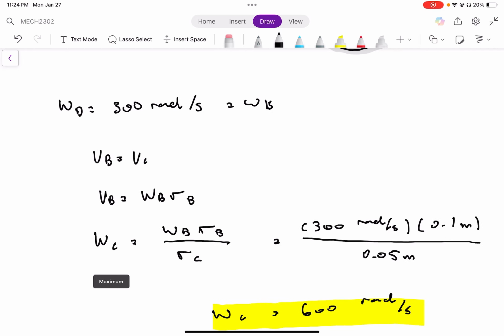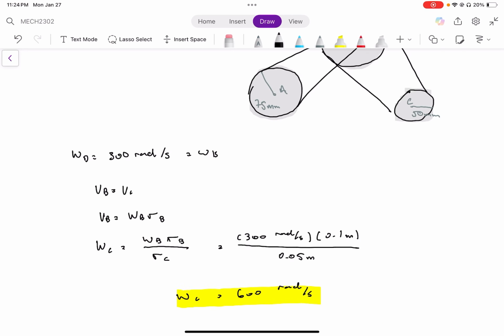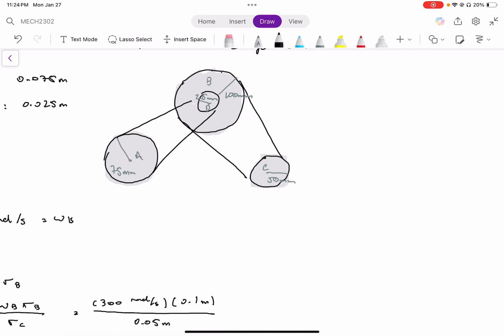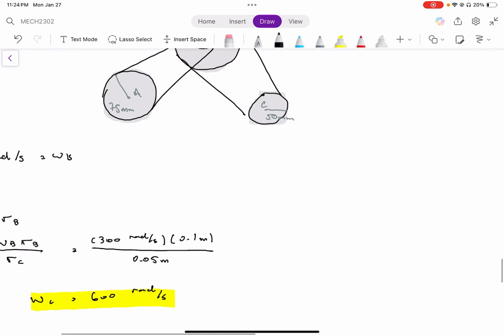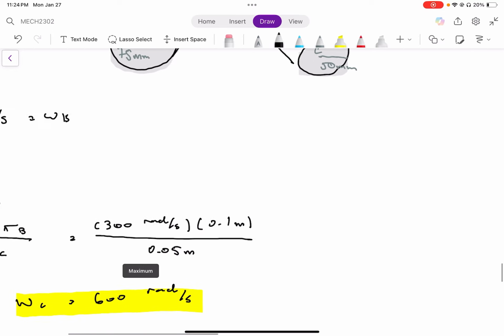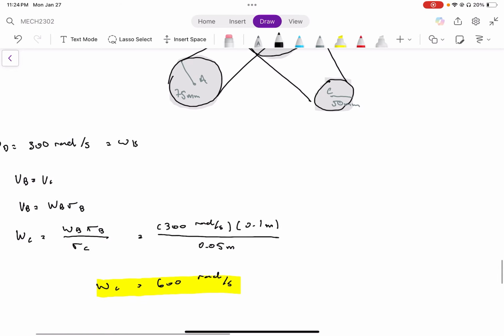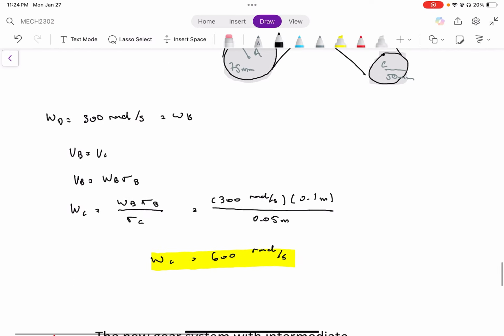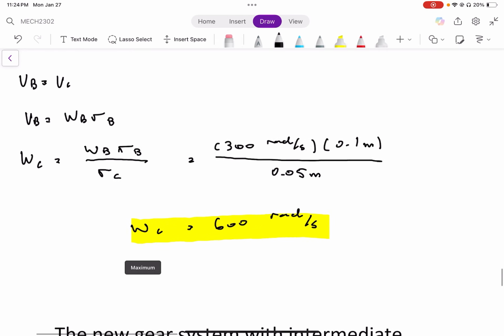and then the angular speed of C equals the angular speed of B times the radius of B divided by the radius of C, a formula where we just divided by the radius to isolate the angular speed of C. We're plugging in all the known variables: the radius of B is 100 millimeters, which is 0.1 meters, and the radius of C is 50 millimeters, which is 0.05 meters. Then we plug in that ωD, the angular speed of D, equals 300 rad/s as calculated in the top part. We get that the angular speed of C equals 600 rad/s.